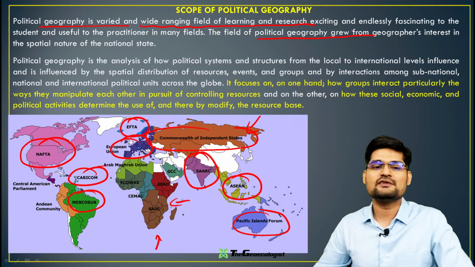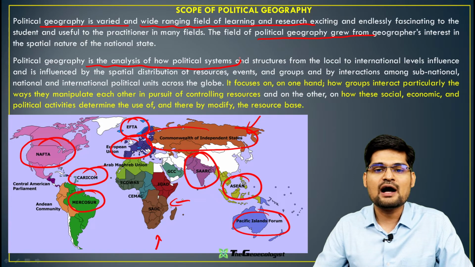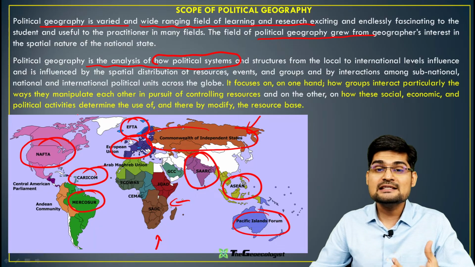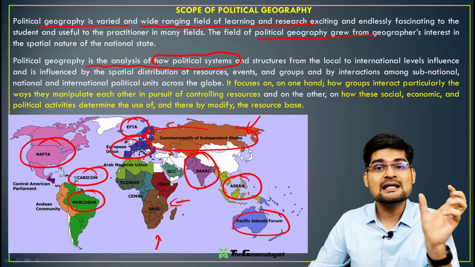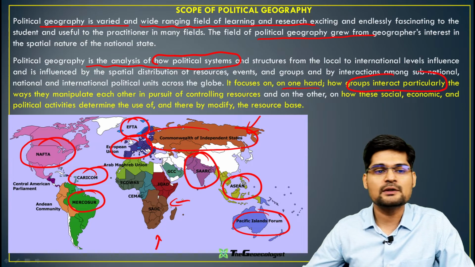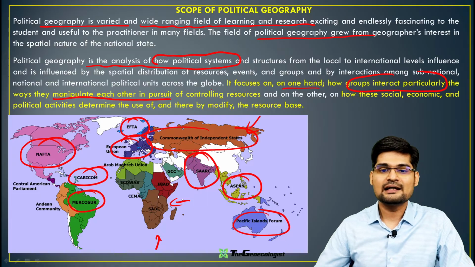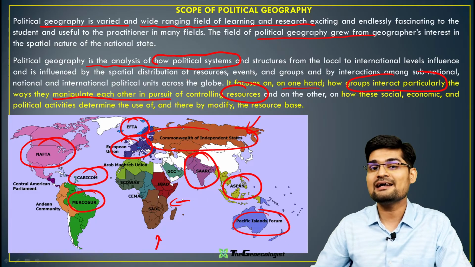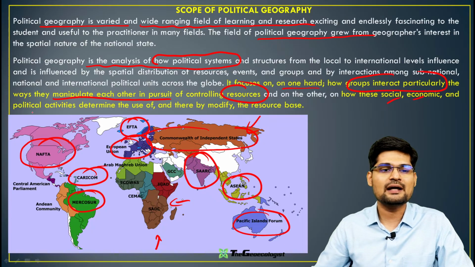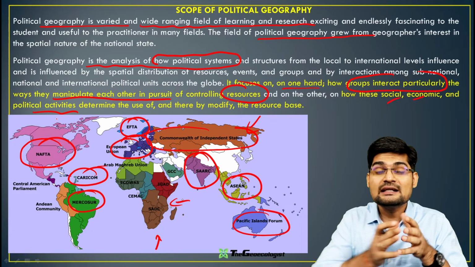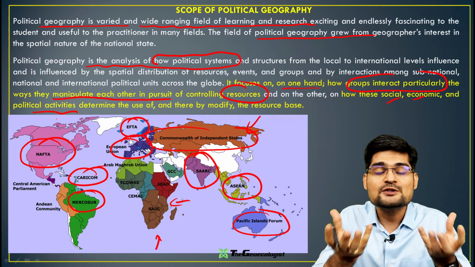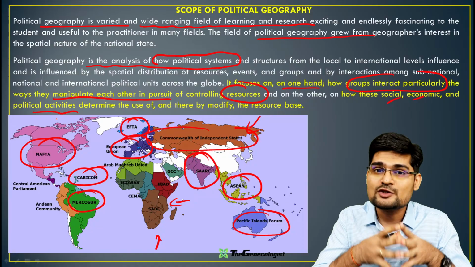So if you observe further, political geography is the analysis of how these political systems, patterns and structures change at different scales, in different spaces, in different times. It focuses, on one hand, on how groups interact, particularly the ways they manipulate each other in controlling resources. On the other hand, the scope of political geography is also to look into how social, economic and political activities determine land use, the modification of a particular place and also the resource base. So this is the major scope in today's world.